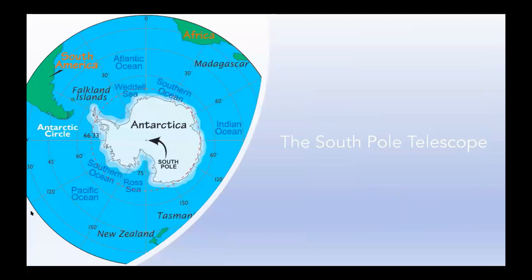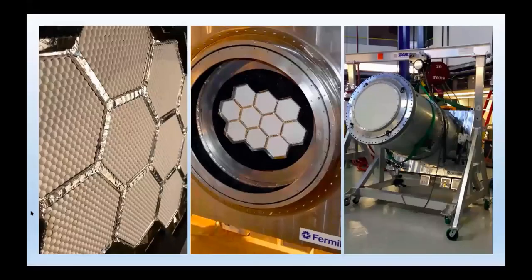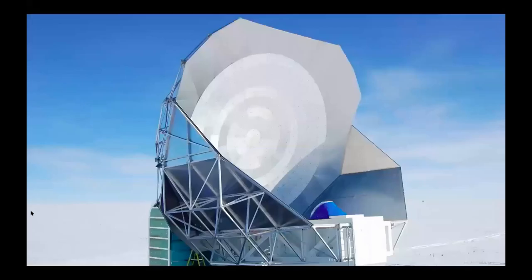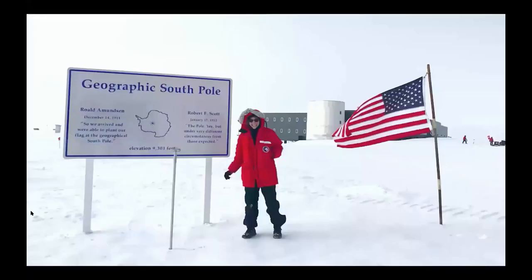Now, I'd like to introduce you to the South Pole Telescope. Light from the first moments after the Big Bang is still traveling across the universe. This light is called the cosmic microwave background. And we've built a camera that is sensitive enough to detect it. The camera is comprised of 2,700 antennas searching for the faint microwave signals that can tell us about the physics behind the Big Bang. We installed the camera on the telescope, which is just a short walk from the South Pole. This is me at the South Pole.